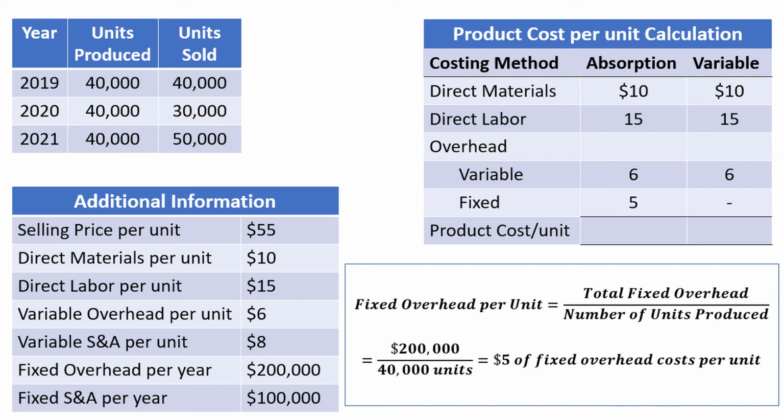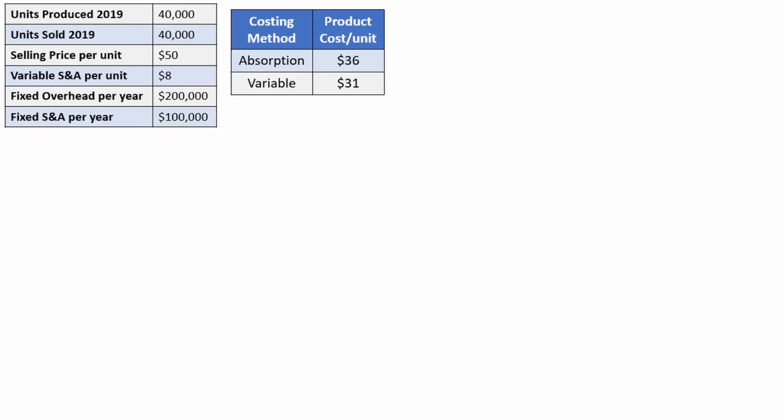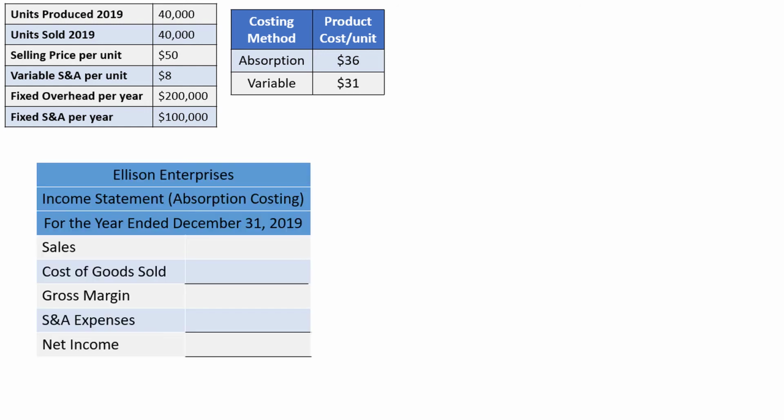Adding up the product costs gives us $36 per unit for absorption costing and $31 per unit for variable costing. Let's move to the income statement comparison in 2019 when the number of units produced is equal to the number of units sold. Both are 40,000. Here is the format for the income statement we will prepare for absorption costing.